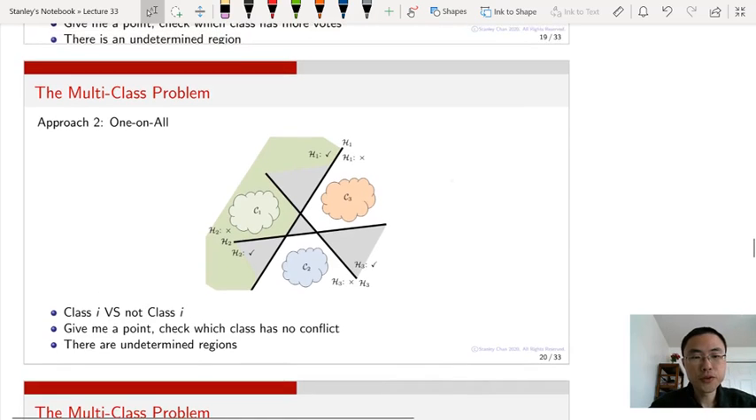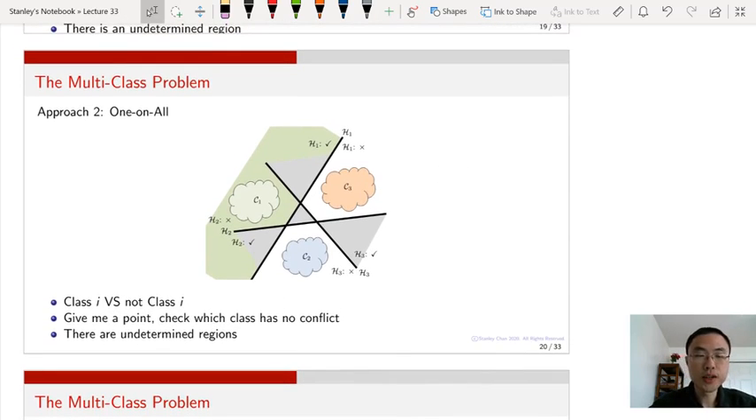But before we talk about the solution here, let me also introduce another type of approach. It's called approach 2. This is one-to-all comparison. So what they do is that you're comparing class I versus not class I. Let me give you an example. Let's say you have a data point that's sitting here. Then you want to see whether it belongs to class C1 or not.